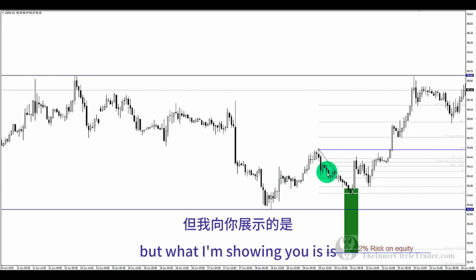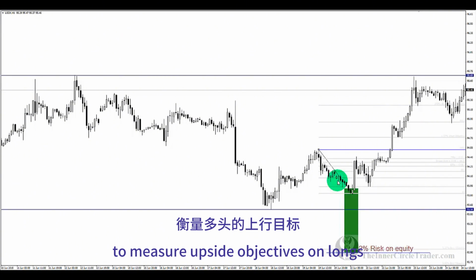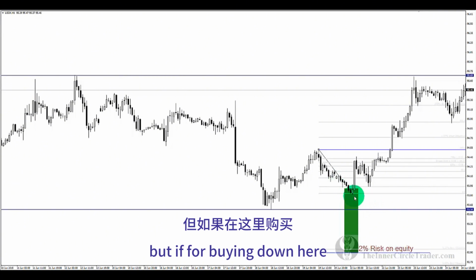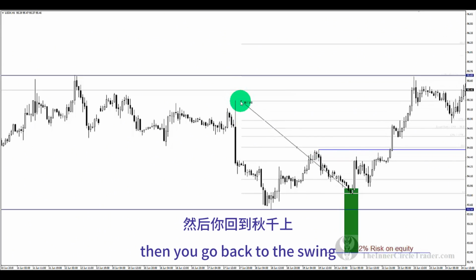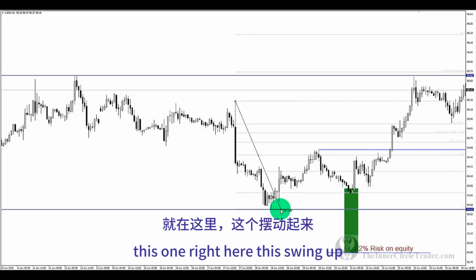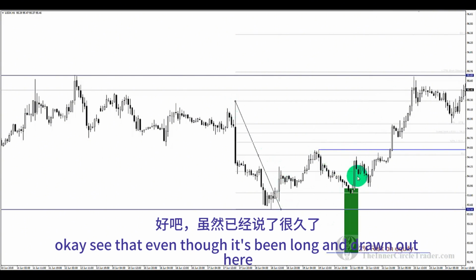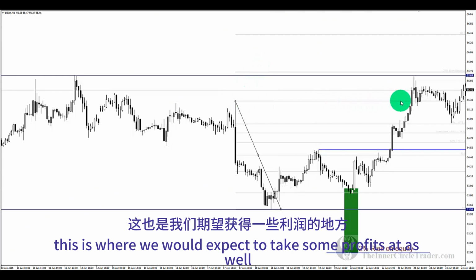What I'm showing you is I use several approaches to pulling swings to measure upside objectives on longs, and it's a reverse for going short. If we're buying down here, you use the initial retracement first to get your minor objectives. Then you go back to the swing that set up the overall parent price swing. And what's a parent price swing? This one right here, this swing up. You see that? Even though it's been long and drawn out, this is the overall price swing. So this is where we pull it down to, and we look for extensions. This is where we would expect to take some profits as well.